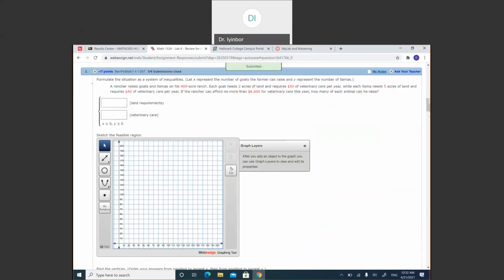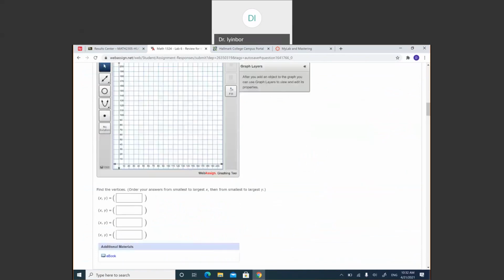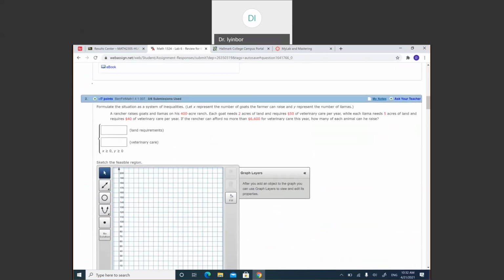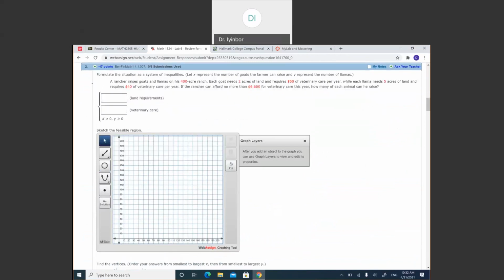Number 2 is only the same. Okay, so for number 2, we have to set up a system of inequalities, and then you have to graph it. And how do you do that? You're going to read the question. It's a word problem. And we're going to set up the inequalities. So here we have limited resources. The first one, you're going to look at the land requirements.